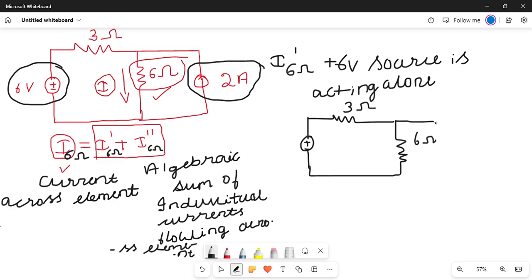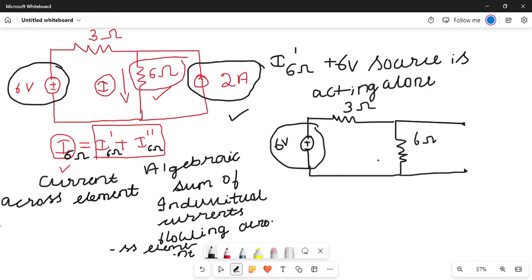So my current source is an open circuit, and here is my 6 volt source, which is acting alone. I have to keep one independent source, as already told in the superposition theorem statement. I am supposed to keep one source as it is, and the other independent source has to be open circuited or short circuited according to the given. Here is my current source, so I have open circuited the current source.